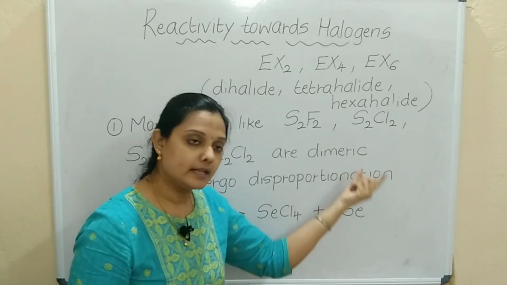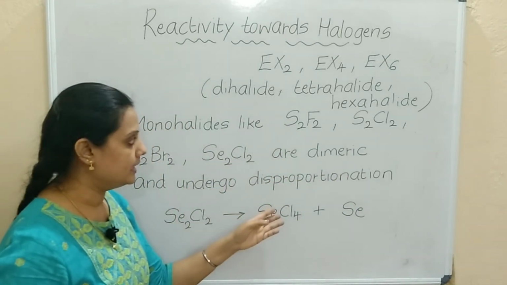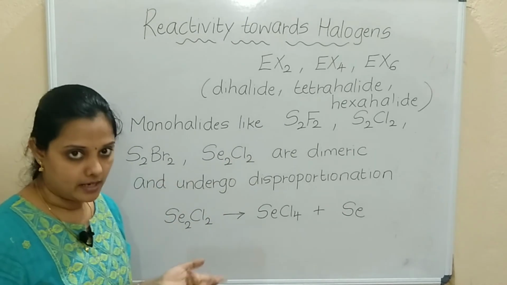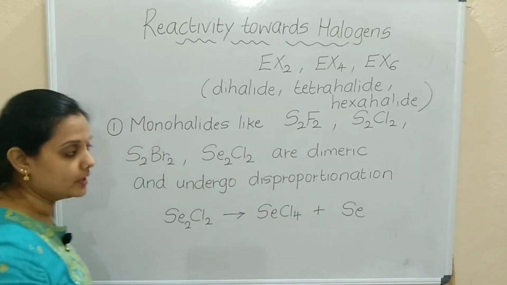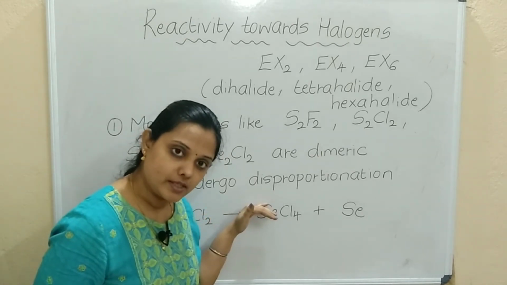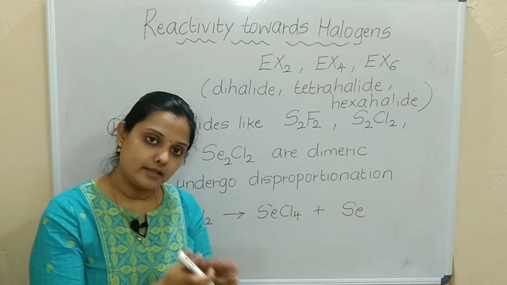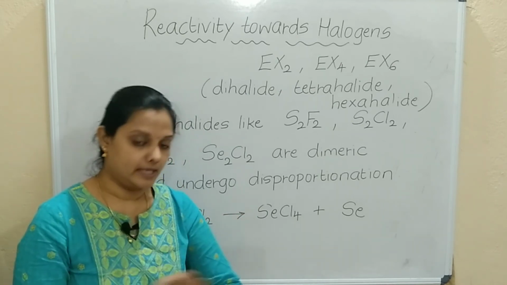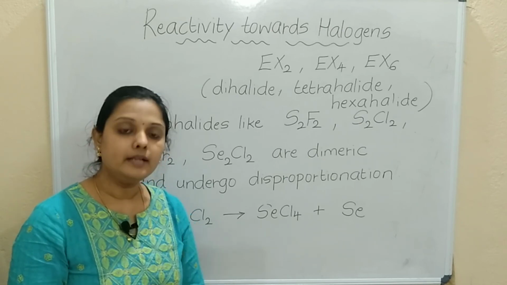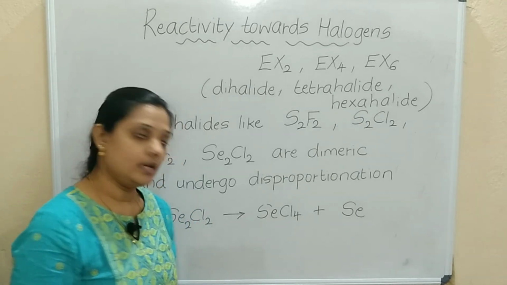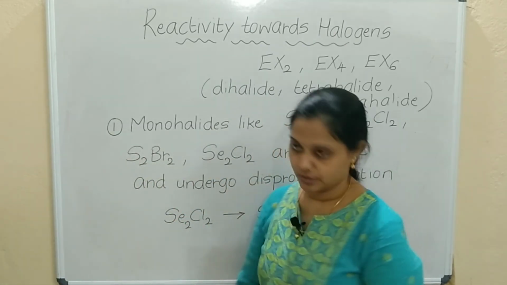So, dimeric, two units they will combine and it will form Se2Cl2, S2Br2, and they undergo disproportionation also. Now, what is disproportionation? One element undergoing oxidation and reduction at the same time, that is called disproportionation. One element undergoing oxidation and reduction simultaneously, that is called disproportionation.